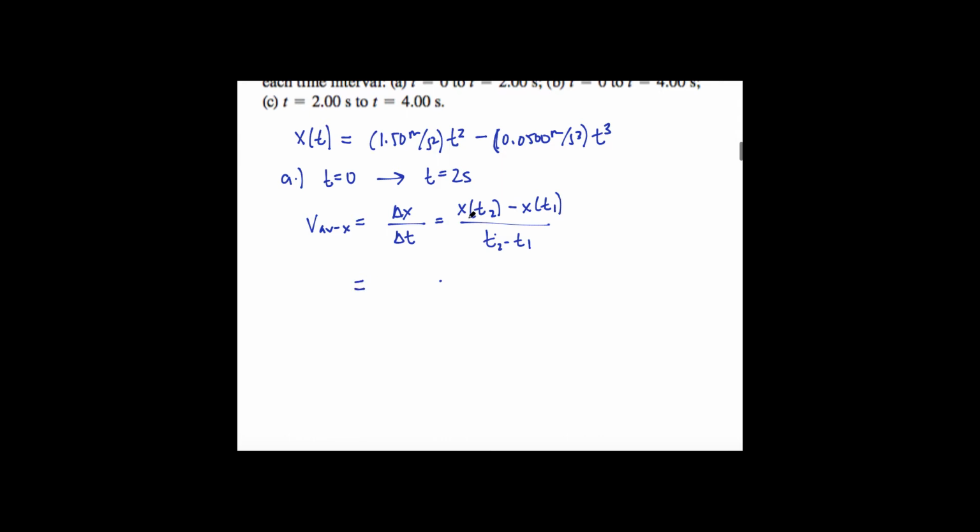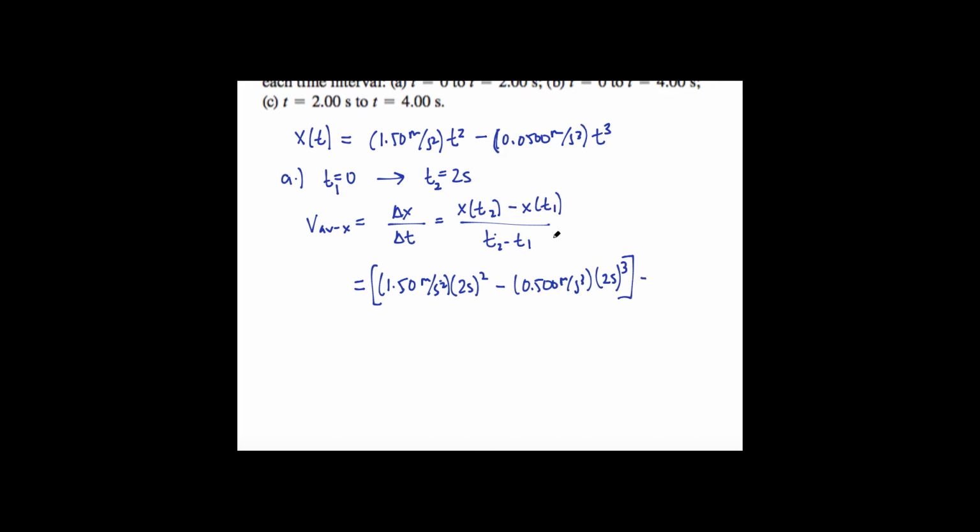So x of t2 is going to be 1.5 meters per second squared times the square of t2. So my t2 is my second time, in this case 2 seconds, which I will square. Subtract from that 0.5 meters per second cubed, and multiply that by the cube of t2. So this is still t2, so that's 2 seconds cubed. So that is my x of t2.